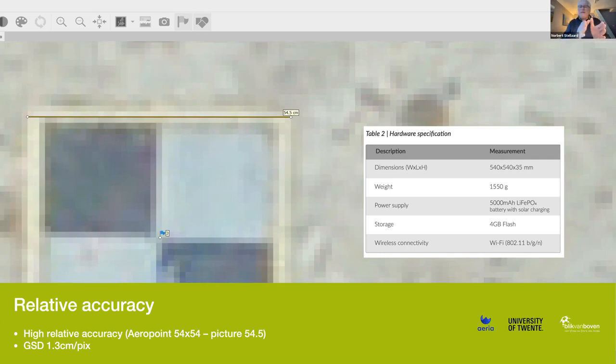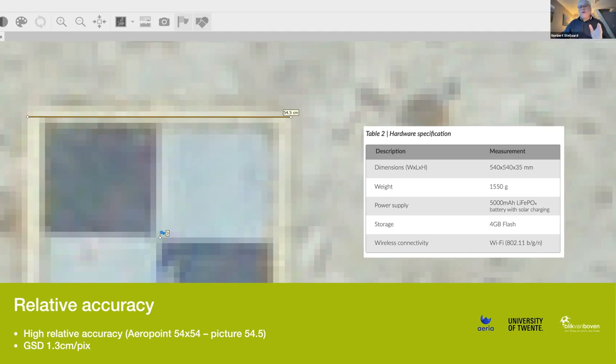And this accuracy, of course, is under the influence of the ground sample distance. The ground sample distance is the number which tells you that every pixel in my picture has a size, in this case, of 1.3 centimeters. So getting an accuracy this high, that's really good.